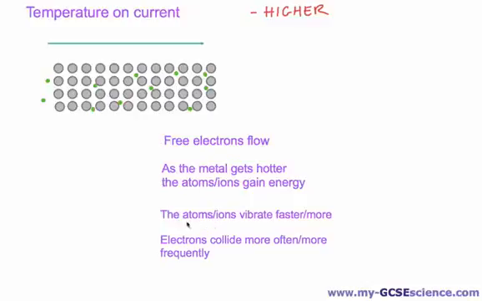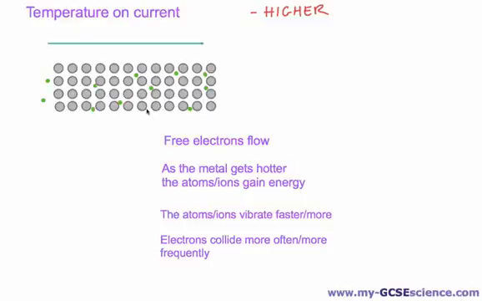You shouldn't say things like the atoms start to vibrate, because they're already vibrating even if the metal is quite cold. When we heat it, they vibrate more. That bigger vibration causes more collisions between the electrons and the atoms, or the electrons and the ions, and that reduces the current that can flow. So that basically explains why, when we raise the temperature of a conducting material, a metal, the current goes down.